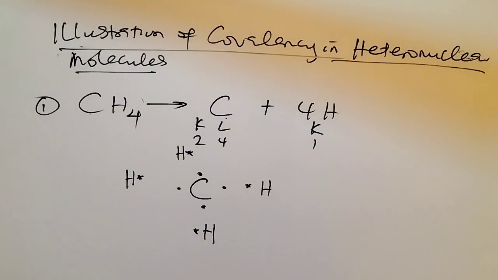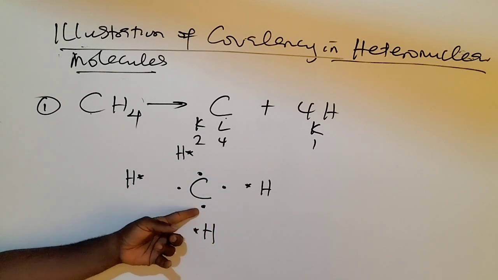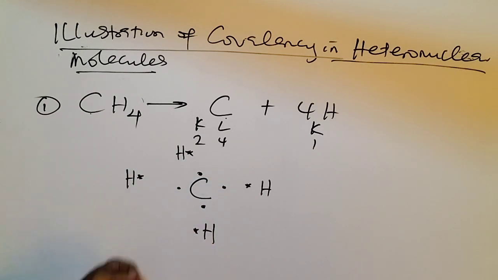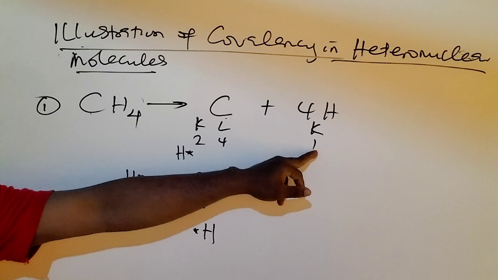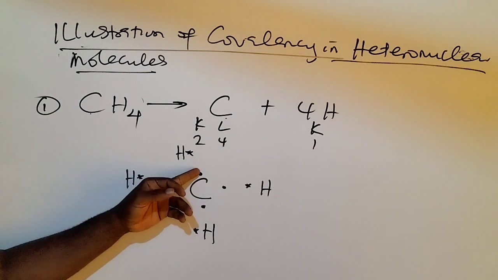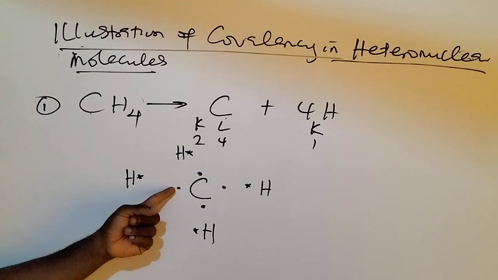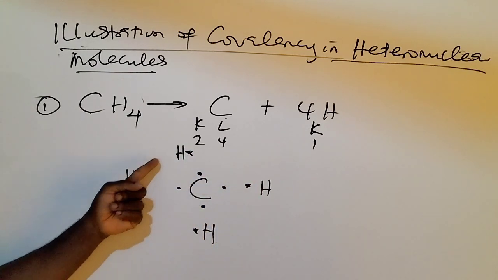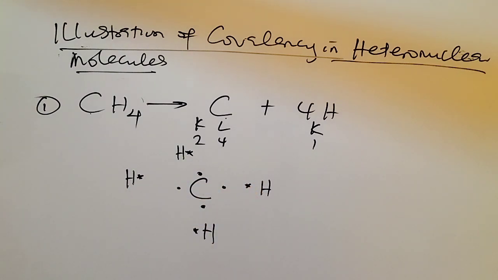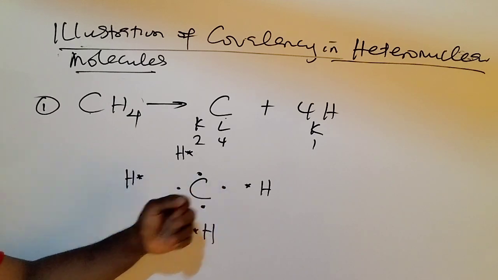In this bonding now, carbon requires 4 to complete its shell, so it's going to contribute 4 for sharing. Then hydrogen requires 1, so each hydrogen atom brings 1 for sharing. So carbon's 4 electrons are going to be shared between 4 hydrogen atoms. Divide the 4 electrons by 4, you get 1, 1. So you're going to give 1 to each of the hydrogen atoms, and they'll be pairing now.